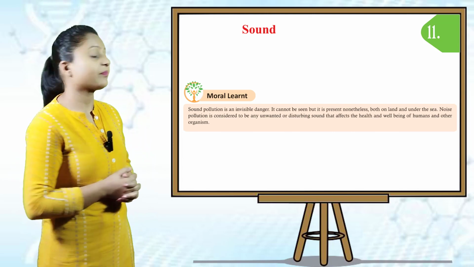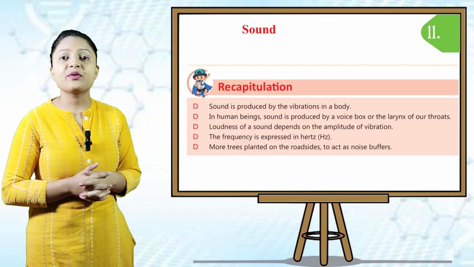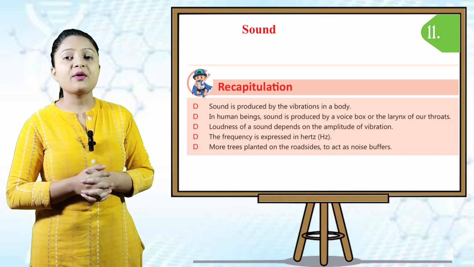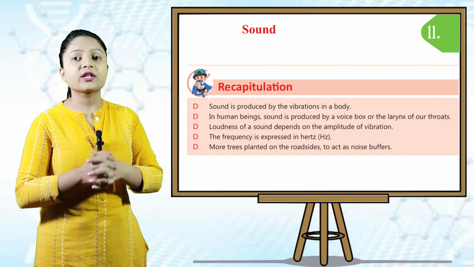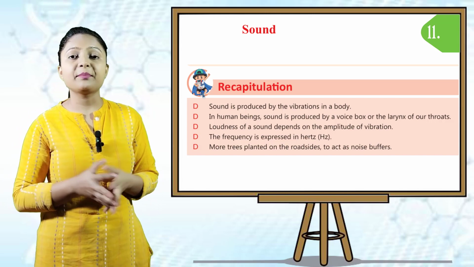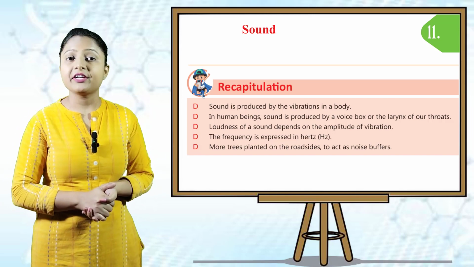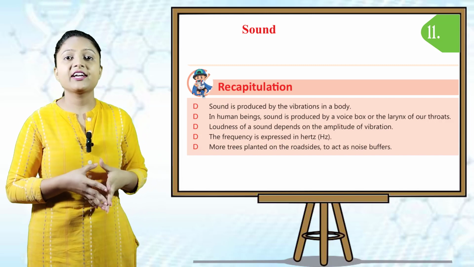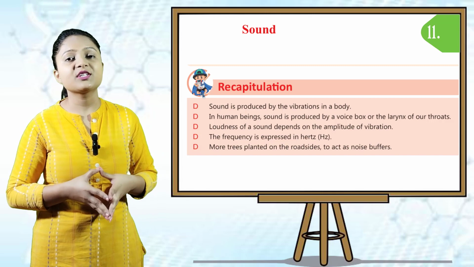Recapitulation. Sound is produced by the vibration in a body. In human beings, sound is produced by the voice box or the larynx of our throats. Loudness of a sound depends on the amplitude of vibration. The frequency is expressed in hertz, Hz. More trees should be planted on the roadsides to act as noise buffers.